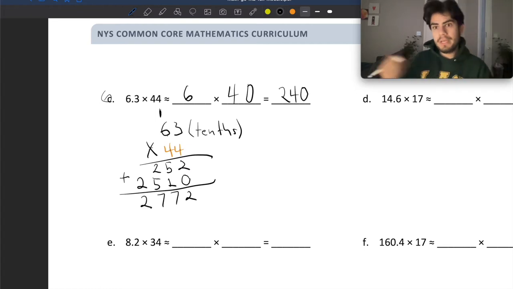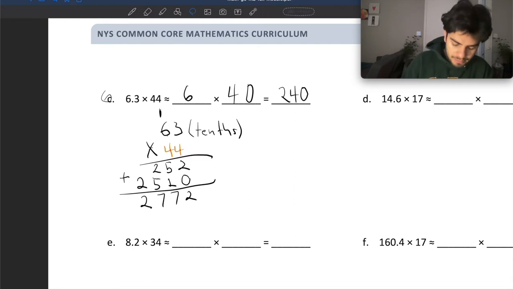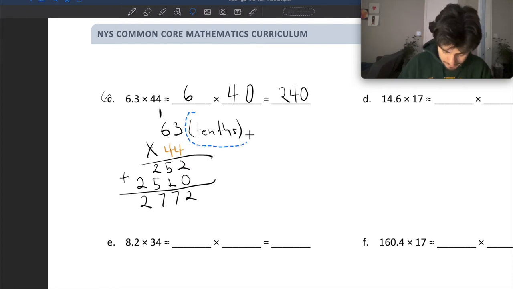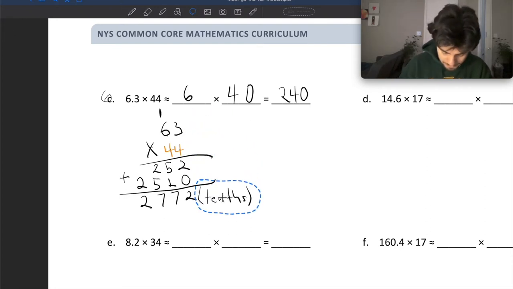Okay, so you might be thinking, I'm done, I'm done, I'm done. No, we have 2 more steps. We have the tenths that we need to bring down.